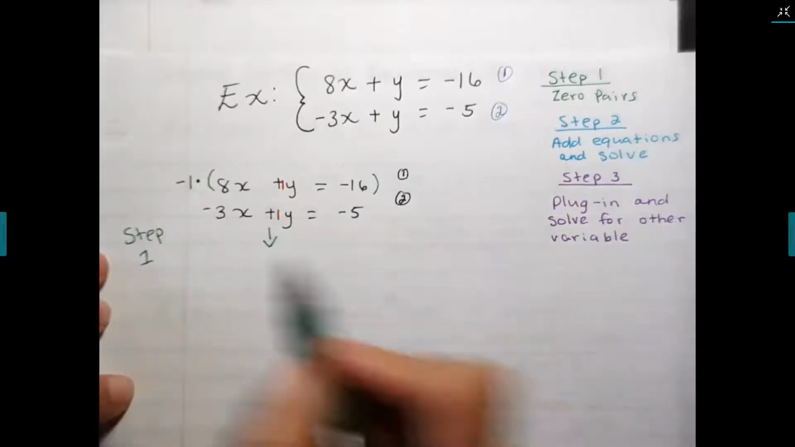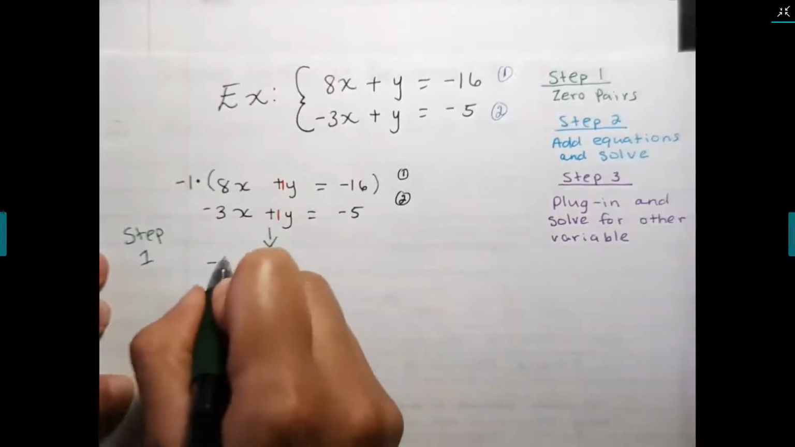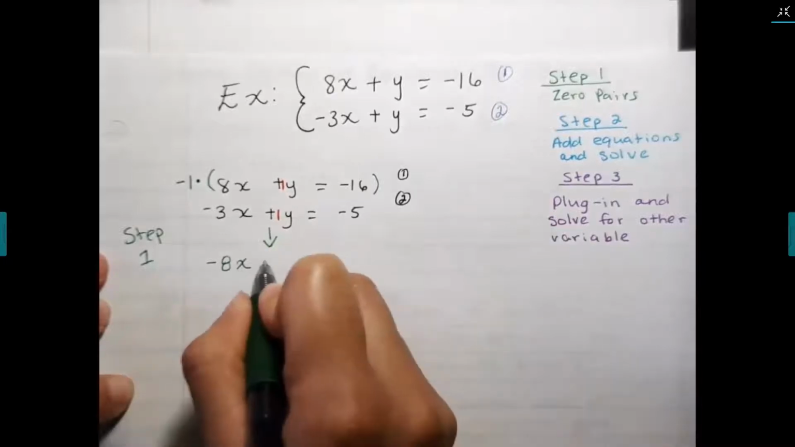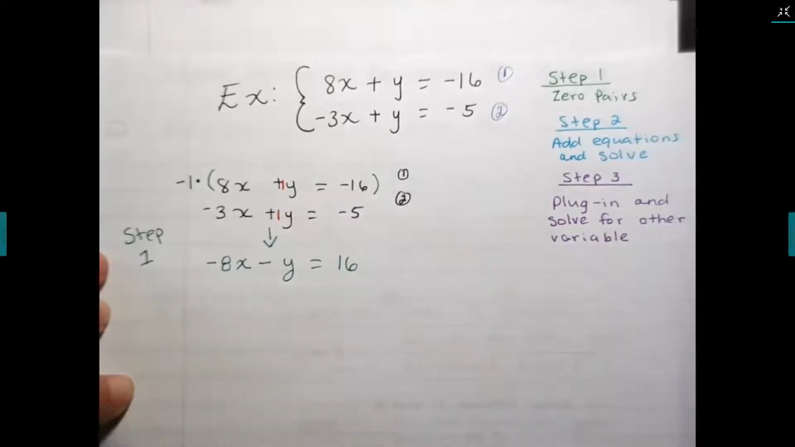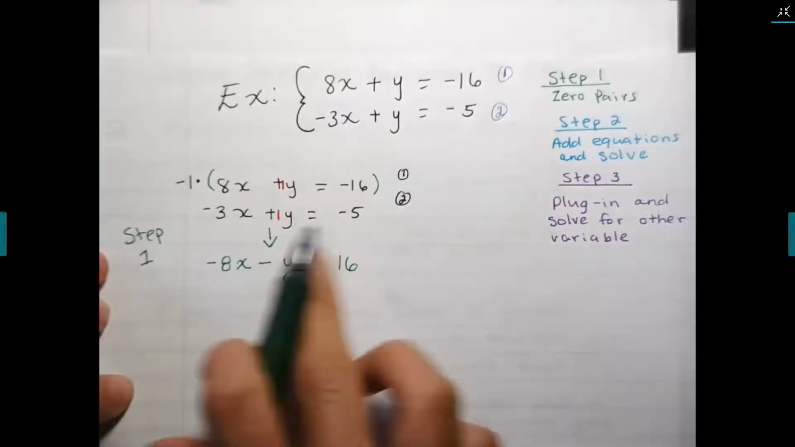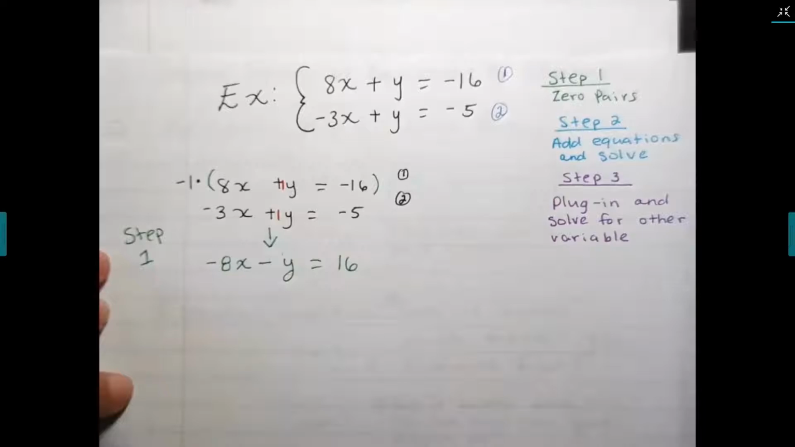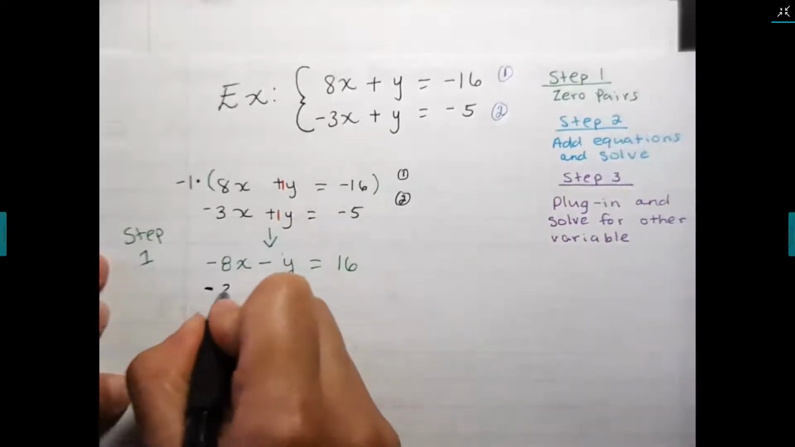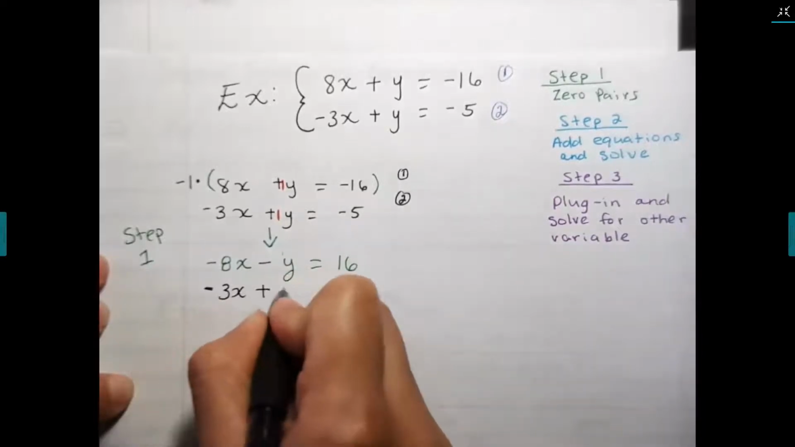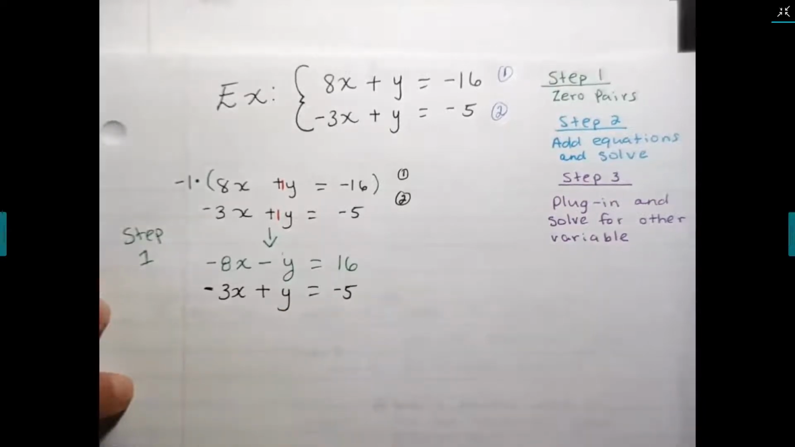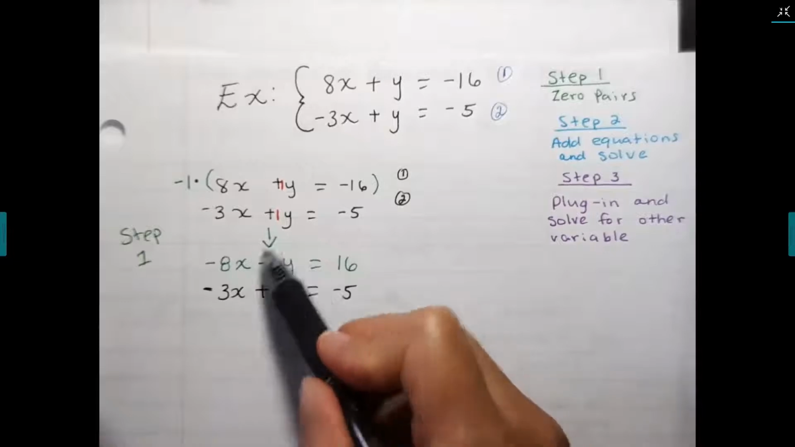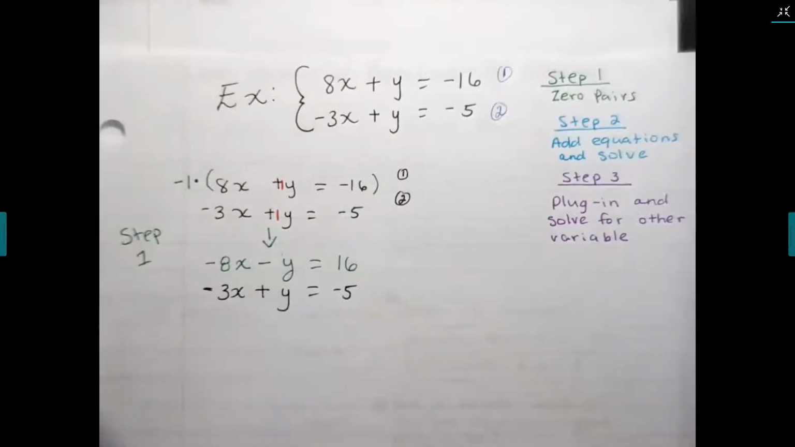All right, so my first equation, when I multiply everything times -1, becomes -8x minus y equals positive 16, because the negative times the negative, of course, is a positive. The second equation, I left alone because I wanted that one to stay positive 1y, so I'm just going to bring it down: -3x plus y equals -5. Okay, so notice that now I have a zero pair with -y and positive y, so I can cancel that out.